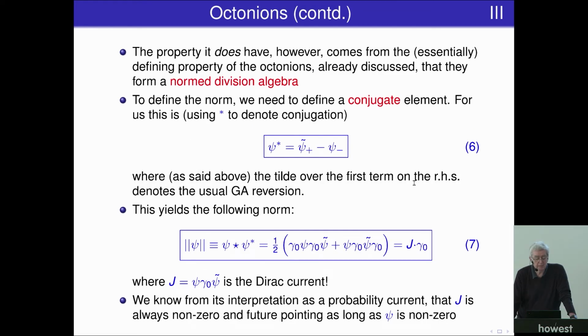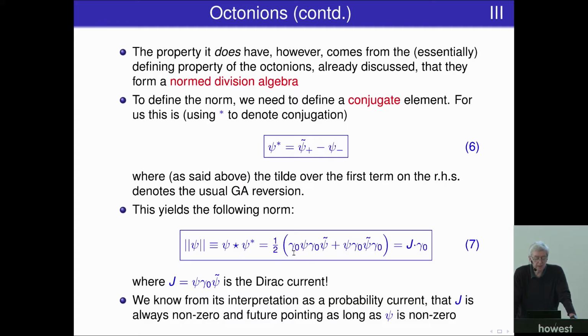The property it does have comes from essentially the defining property of the octonions, that they form a norm division algebra. Now, we need the norm, so we need to define a conjugate element which we can multiply in to get the norm. So we're going to use star to denote conjugation, and it works like this. Psi star is the reverse of the even part of psi minus the odd part of psi. And just with that, and our definition of the product, you then find the following norm. The norm of psi, which is psi octonion product with the octonion conjugate, turns out to be this.